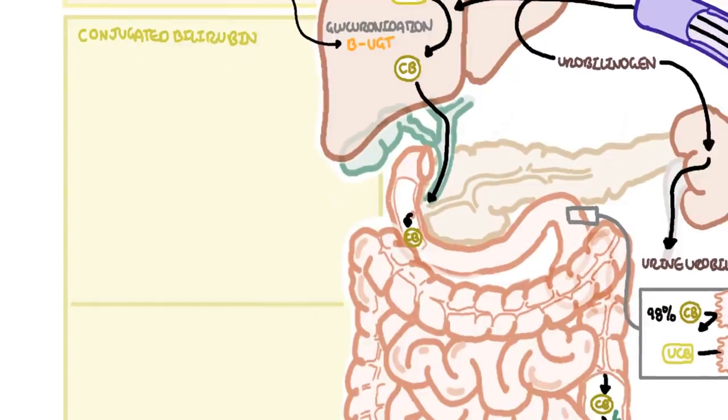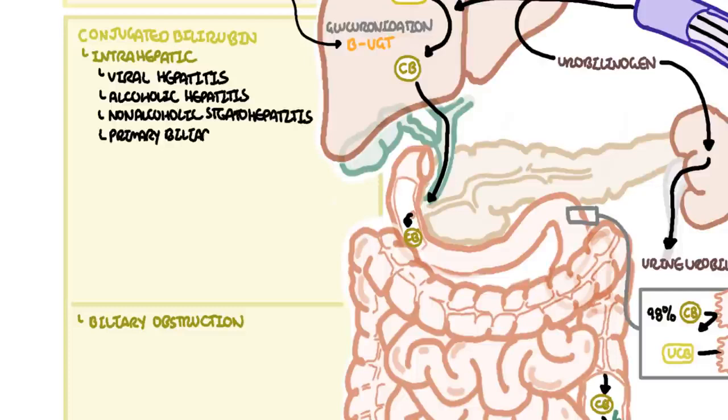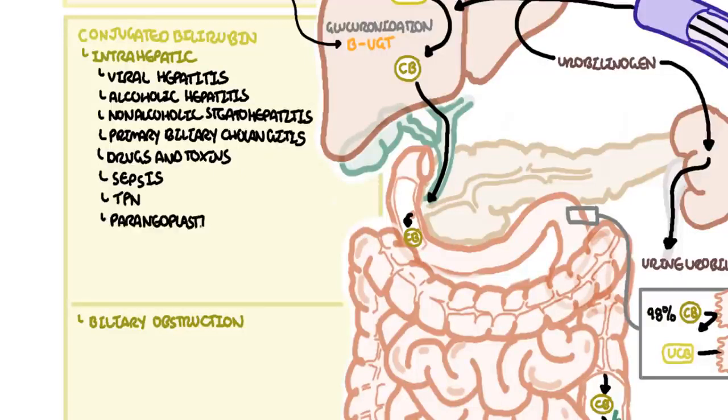Now, the second category of hyperbilirubinemia are disorders associated with conjugated hyperbilirubinemia. And this can be further divided into intrahepatic causes or posthepatic causes, also known as biliary obstruction. So focusing on the intrahepatic causes, these include viral hepatitis, alcoholic hepatitis, non-alcoholic steatohepatitis, primary biliary cholangitis, drugs and toxins such as alkylated steroids, sepsis, paraneoplastic syndromes associated with malignancies such as renal cell carcinoma. They can cause something called Stauffer syndrome.